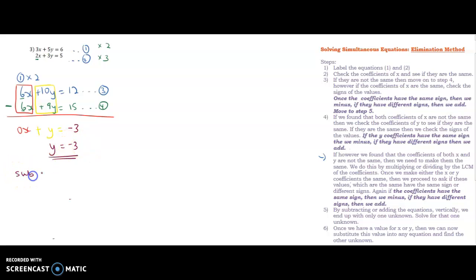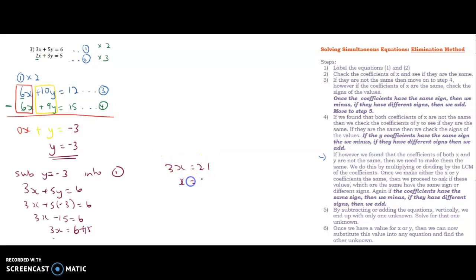Again, we substitute y is equal to minus 3 into equation 1, and that's just my personal choice. I will get 3x plus 5y is equal to 6. 3x plus 5 by minus 3 is equal to 6. 3x minus 15 is equal to 6. 3x is equal to 6 plus 15. So then I'll get 3x is equal to 21. X is equal to 21 divided by 3, 7. So that, everyone, takes me to the end of my third and final sum. X is 7 and y is minus 3.